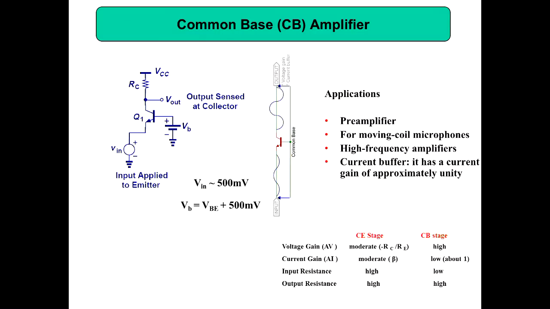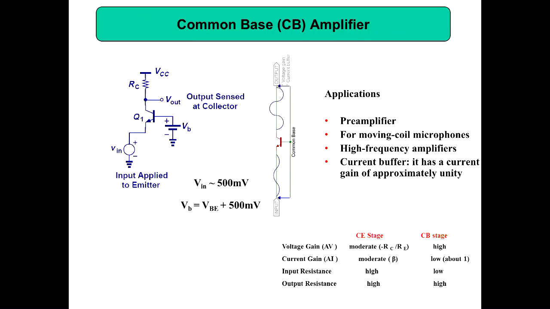So in pre-amplifier design, we can use a common base amplifier for moving coil microphones, then high frequency amplifiers, and current buffers. It has a current gain of approximately unity. So current buffer, you know, voltage buffer. We add a buffer stage when we want to isolate two regions in the electronics. But then you don't want a gain in the buffer stage. If it is a voltage buffer, then the gain of the voltage buffer is one.